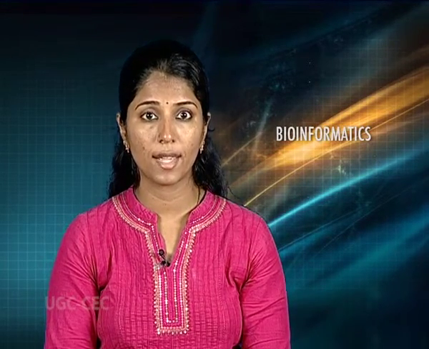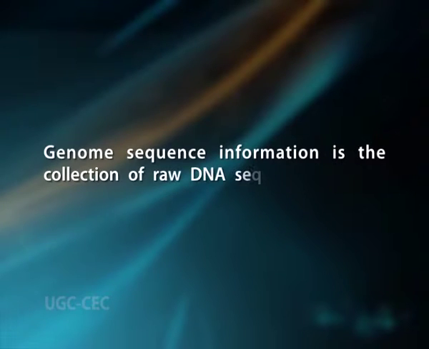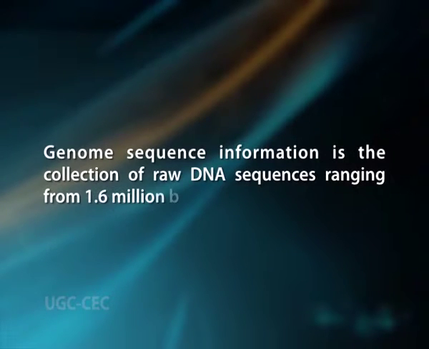The most complex form of information is the macromolecular structural data. More than half of this data is the structure of proteins. Genome sequence information is the collection of raw DNA sequences ranging from 1.6 million bases to 3 billion bases.